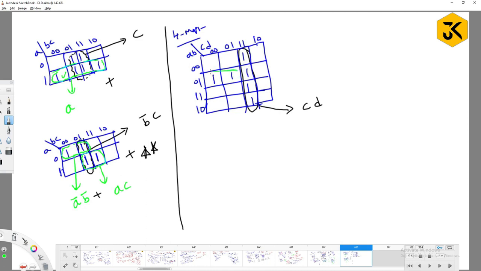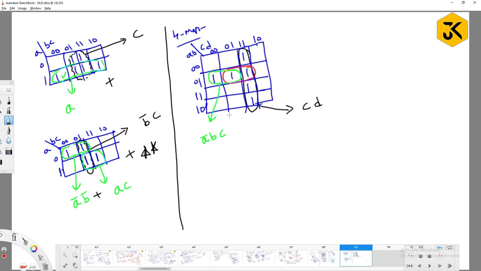Can I combine these two? Yes, I can combine these two. What is the value you are going to get? You are going to get A bar, B, and of these two, D is changing, so you have to eliminate it. So you will get A bar, B, C, right? Is there another combination? Another combination is there.